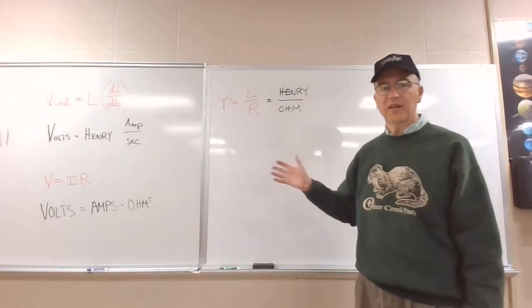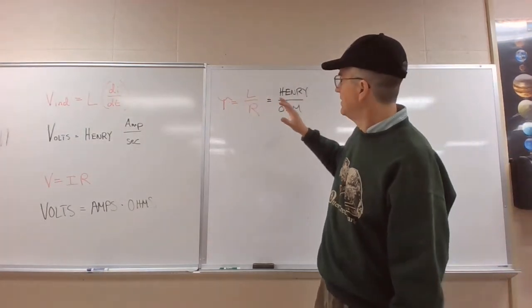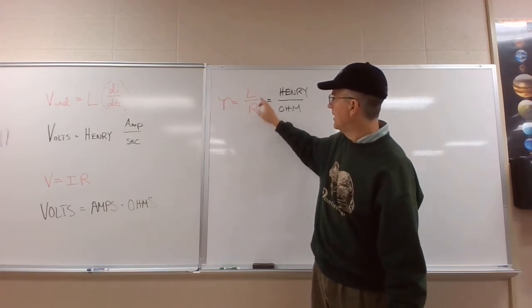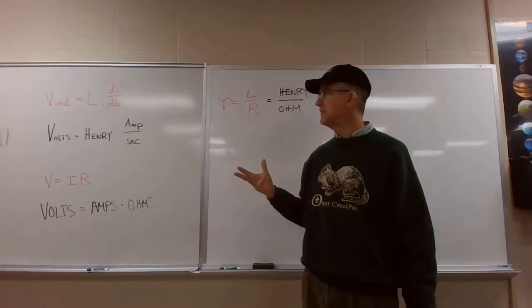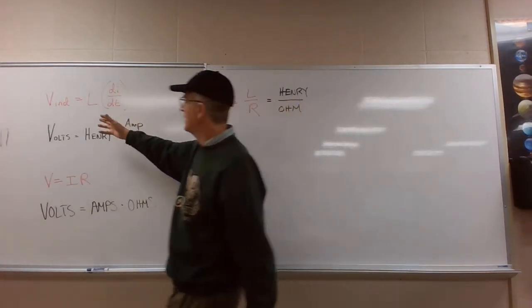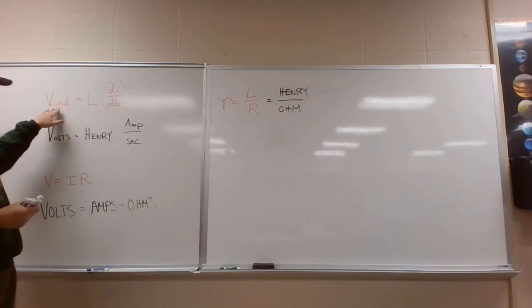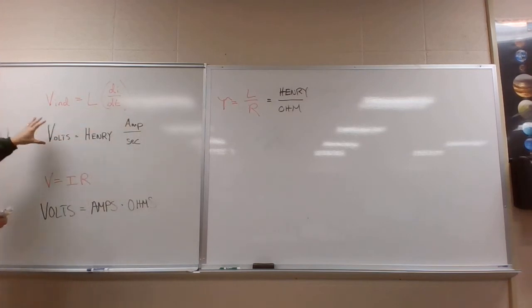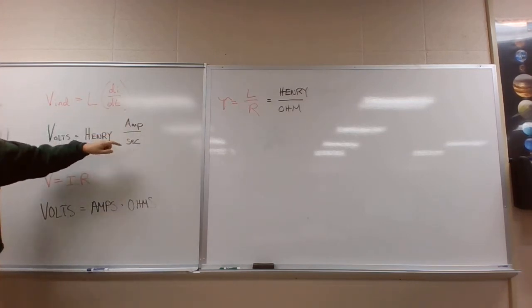Okay, so still talking about example 13.6. I've erased the board. Now, the equation for time constant is L over R, inductance over resistance, henry over ohms. Why does this turn out to be seconds? Well, if I come over here, I look at the equation for inductance: voltage equals inductance times change in current over time. So volts equals henries times amps over seconds.